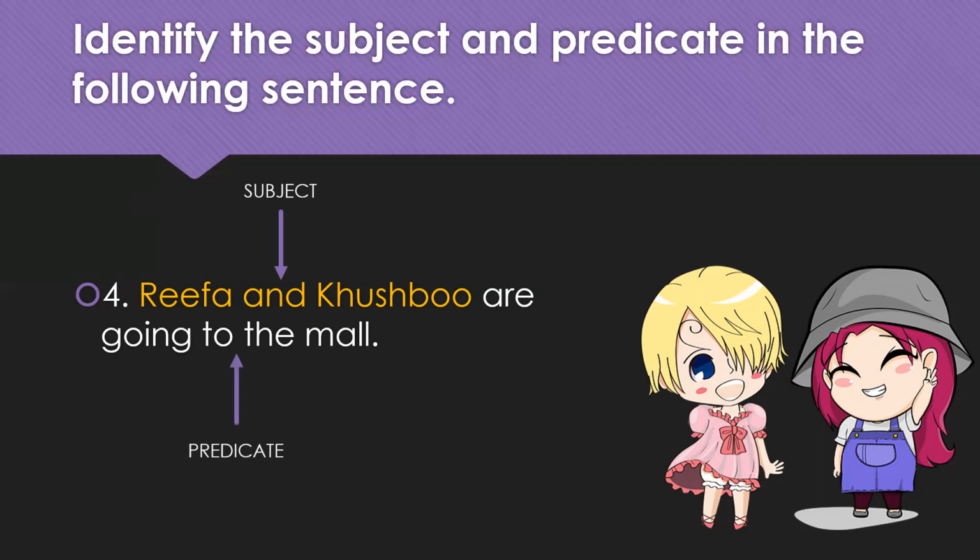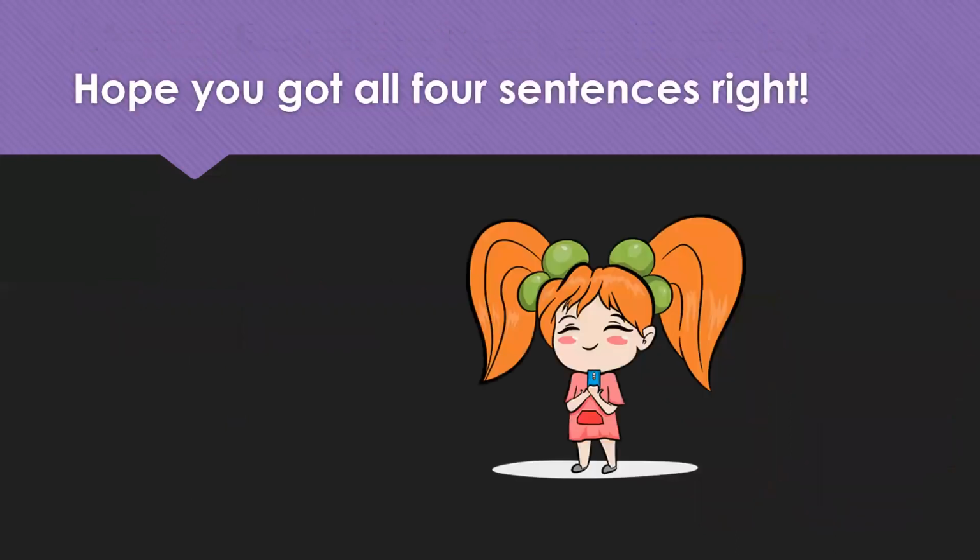How did you do in this test? If you got all the sentences right, then you know how to identify the subject and predicate in a sentence very well. If you did not get all these sentences right, then you need to practice a lot more.